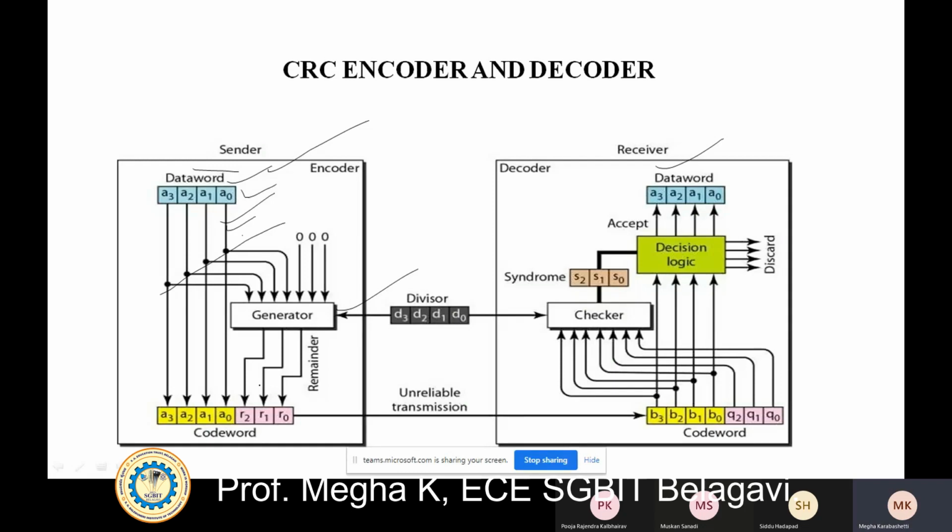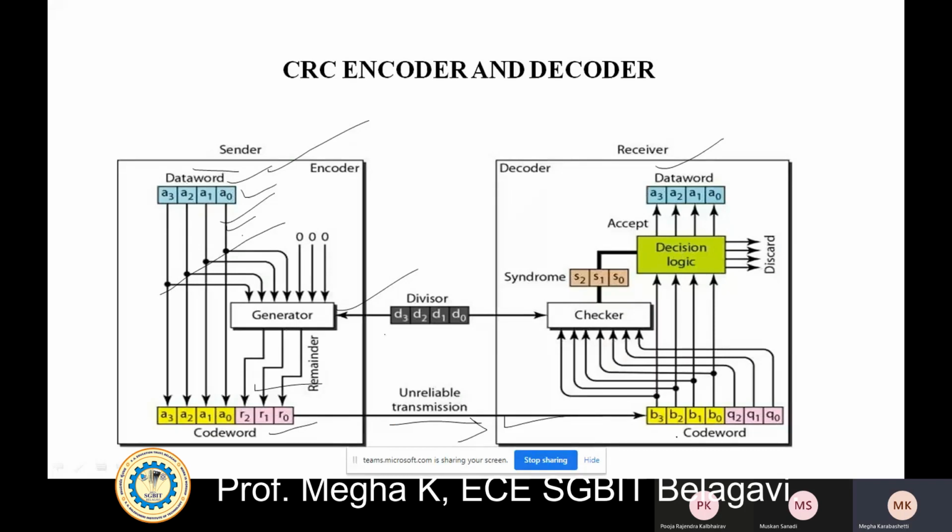Those CRC bits are added to the data word, and that becomes the code word. That code word is transmitted. You can see unreliable transmission here. Why is it unreliable? There is a possibility of errors. That's why it is known as unreliable transmission. So now it is transmitted.